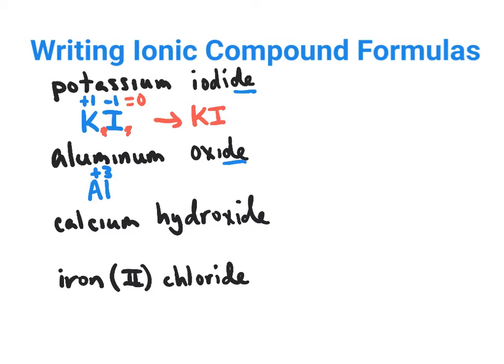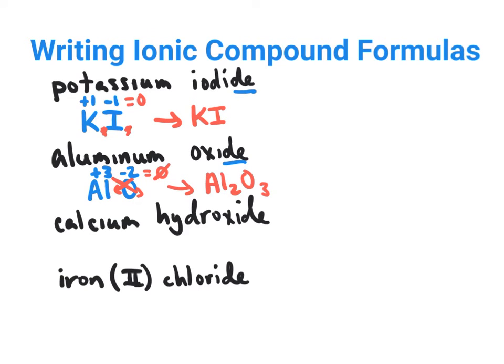Oxide ends in "ide," so it comes from the periodic table. It's oxygen. Remember that oxygen is a -2. These are not equal to 0, so this is not neutral. So what we're going to do is crisscross and swap the charges, and what we're left with is the compound Al2O3.